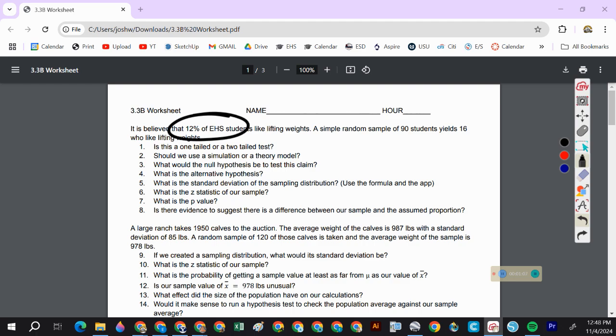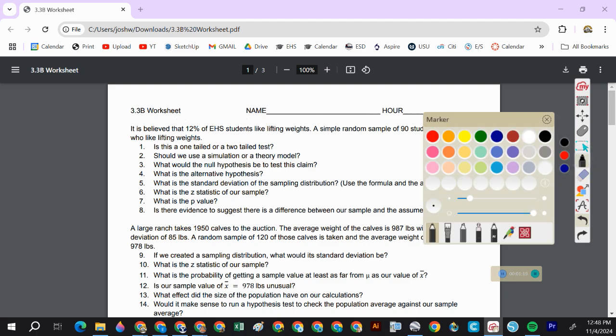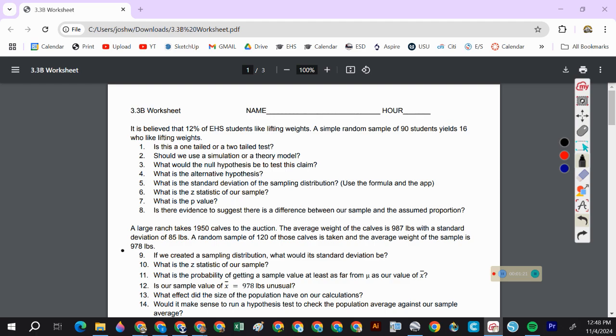So is this categorical or quantitative? Categorical. What question are we asking? We're asking a yes or no question. Okay. So, is this a one-tailed or a two-tailed test? Two, because it doesn't say more or less. It just says we think that the truth is 12, and then we're going to disprove that, whether it's too high or too low.